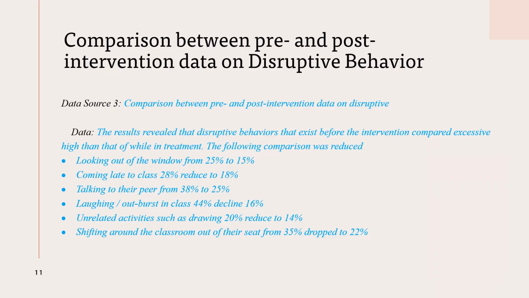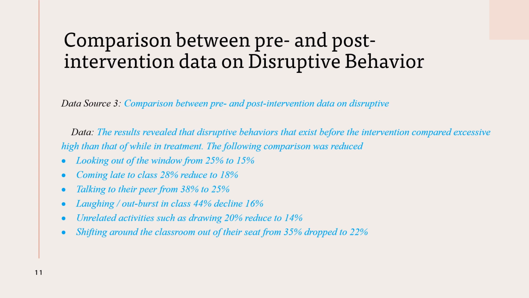Comparison between pre- and post-intervention data on disruptive behavior. Data source 3: Comparison between pre- and post-intervention data on disruptive behavior. The result revealed that disruptive behaviors that existed before the intervention were excessively higher than those during treatment. The following comparison was reduced.